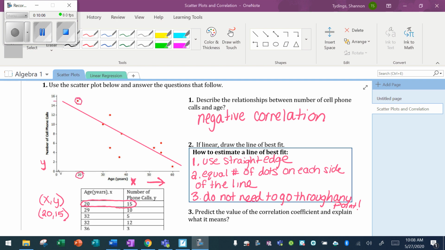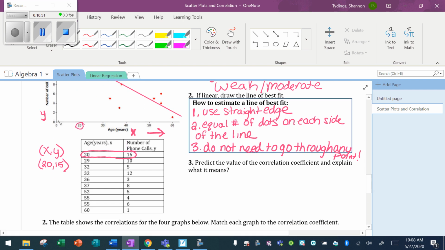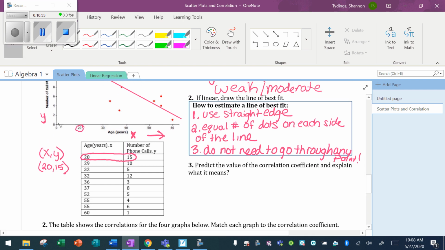So in my opinion, this would be on the weaker side. So I would consider this a pretty weak negative correlation, or we can say weak or moderately weak. So it's not very strong, because if you look, there's a lot of spread between those points, so it doesn't make an exact line, or it's not really close to an exact line, but it is still a negative trend. So if we want to go down, it says predict the value of the correlation coefficient and explain what it means.